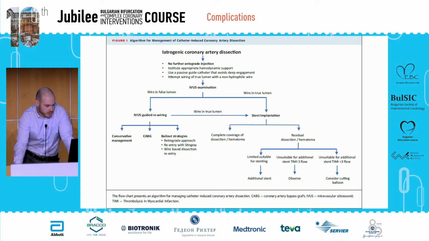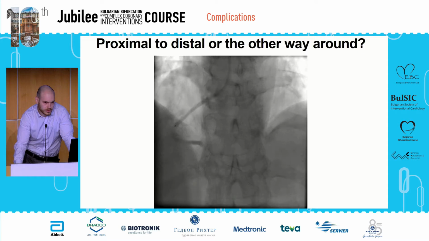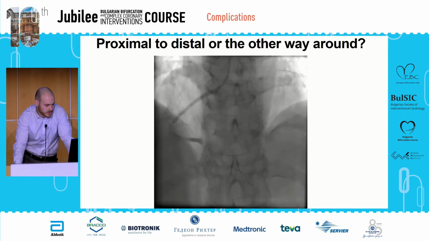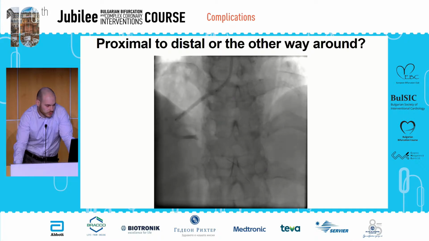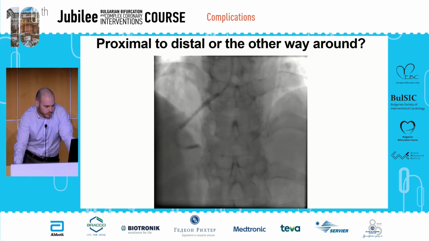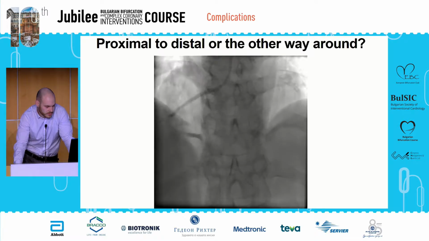So this is the algorithm for catheter-induced coronary dissection. And we had a wire in the true lumen, so we went straight for the stent implantation. Now here's a question for the listeners, which we'll discuss at the end of the case. Should we stent proximal to distal or the other way around? In our case, a proximal stent was placed.